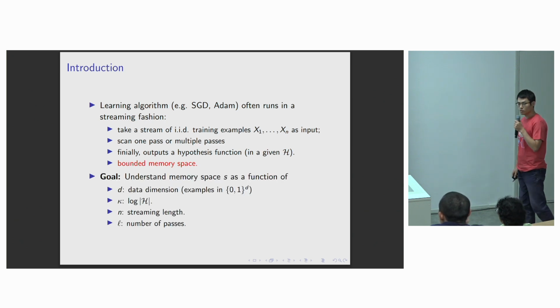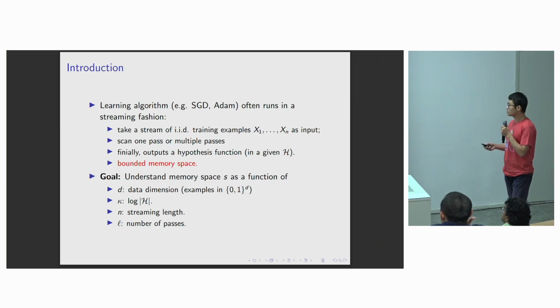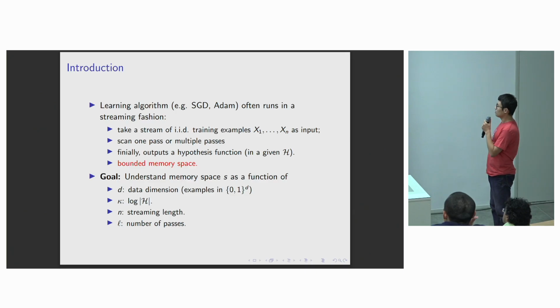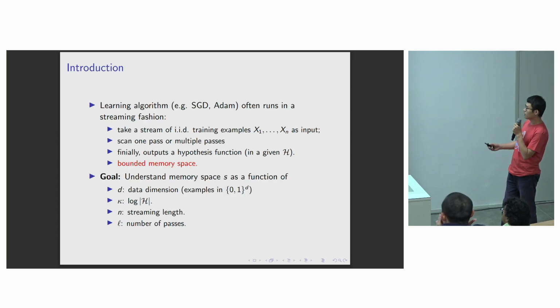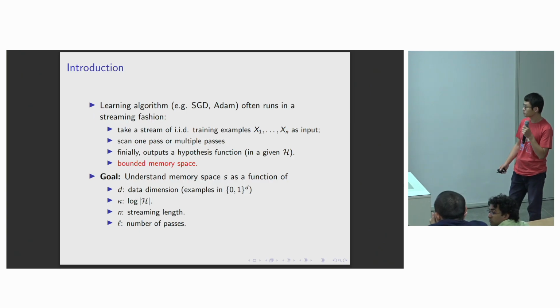Here, our goal is to understand the space complexity of the streaming algorithm. It may depend on several parameters, namely the data dimension d, the size of the concept class H, kappa, the number of examples n, and the number of passes L.